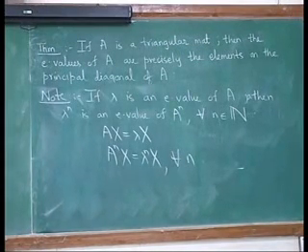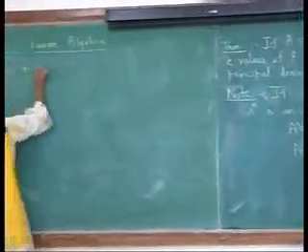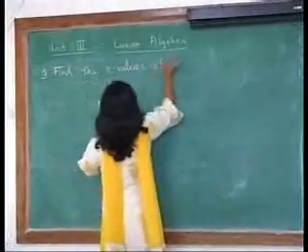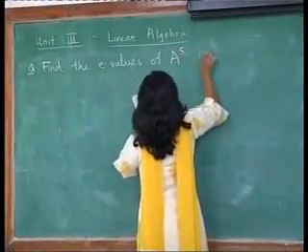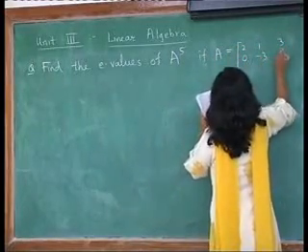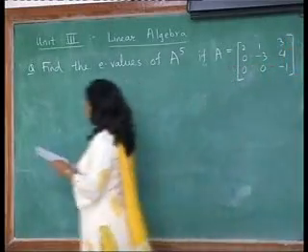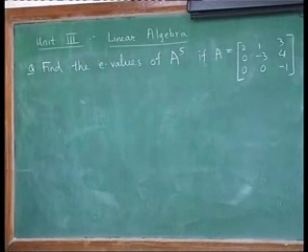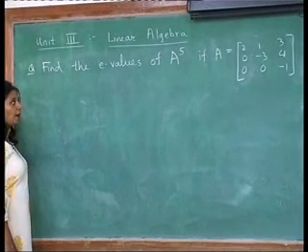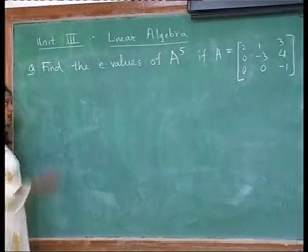Let's look at an application of this. Find the eigenvalues of A raised to 5 if A is equal to the matrix with rows 1, 3, 0; minus 3, 4, 0; 0, 0, minus 1. Now the first thing I should do is to find the eigenvalues of A. See if you can do that.